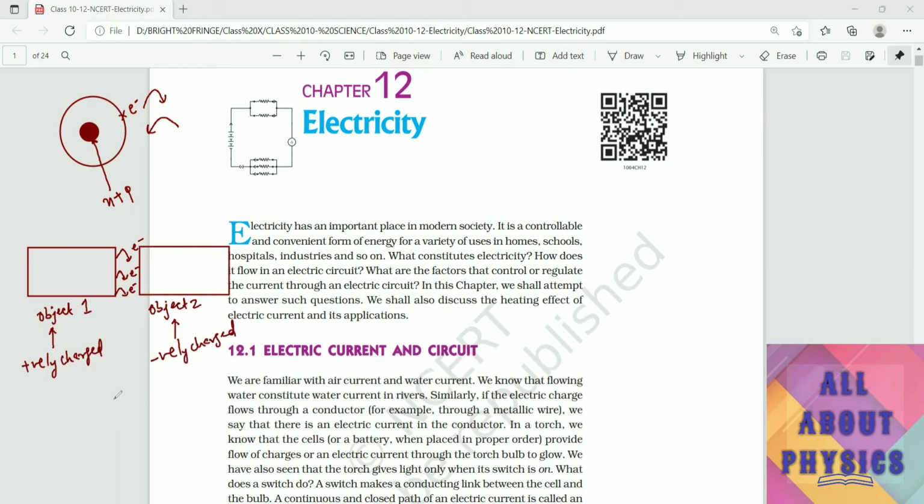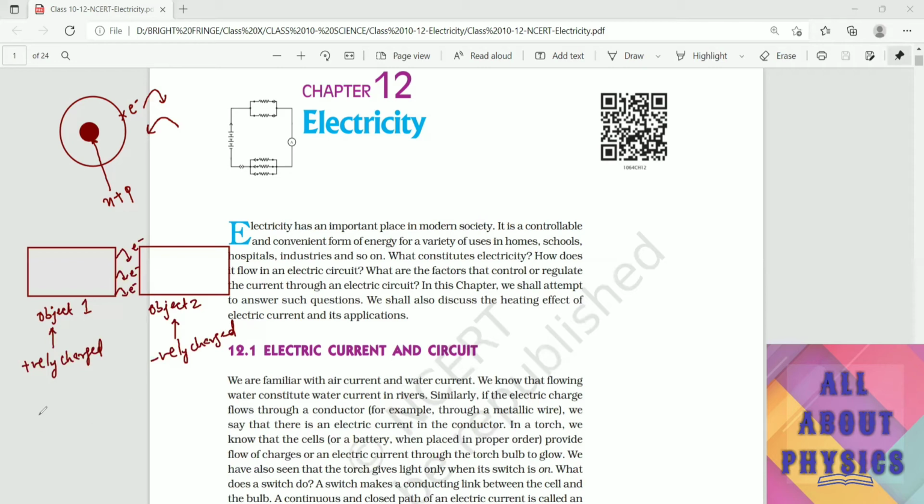So charge. Now the question is, what is charge? See, charge is a form of energy. It can neither be created nor be destroyed. It can only be transferred. As we can see here, when we rub two objects against each other, one is losing electrons, the other is gaining electrons. So in this way, only transfer of electrons is taking place, right?